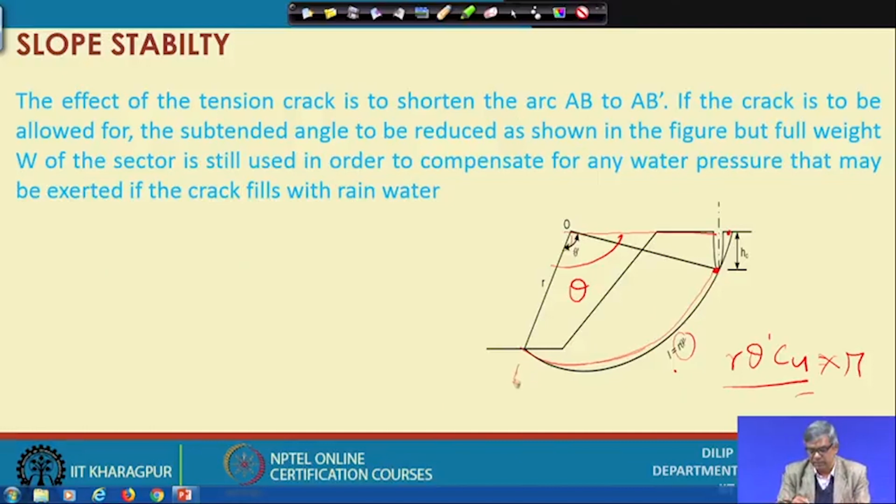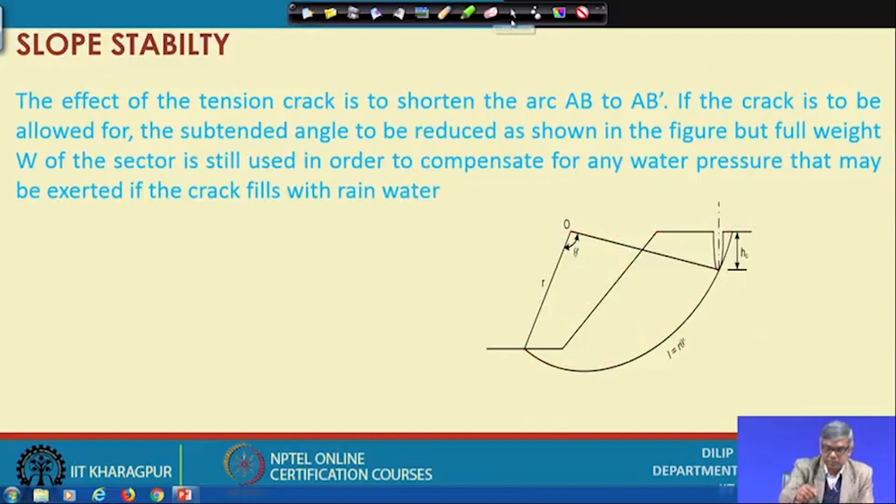This is A and B. The original arc was AB, and now it is AB dash. If the crack is allowed, the subtended angle is reduced. That means the original angle was this, and now the modified angle is this, and that is to be taken. But while considering the weight, you have to take the entire weight of the sector, and that weight also creates a moment about this. That is the one to be considered.